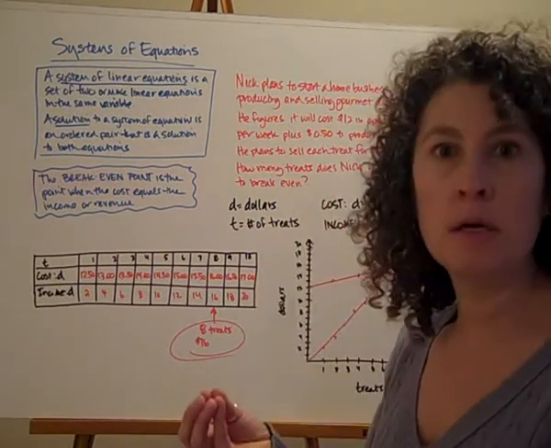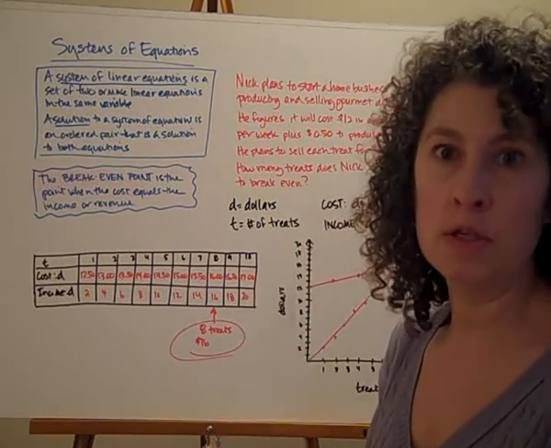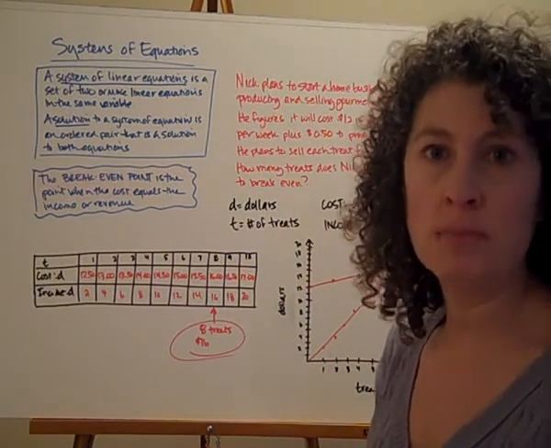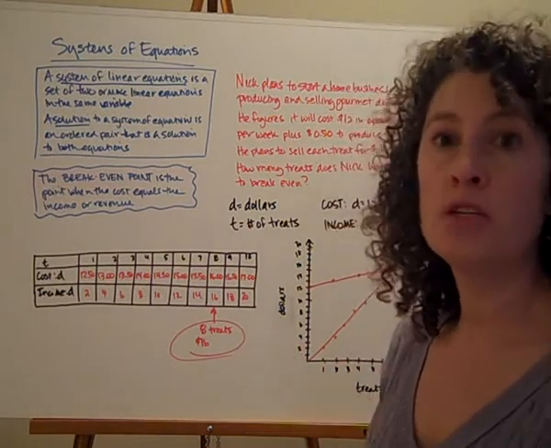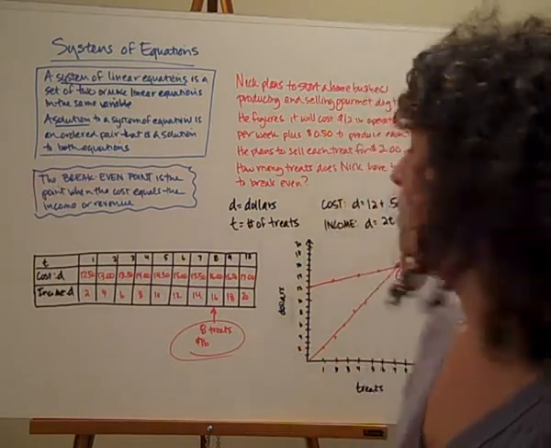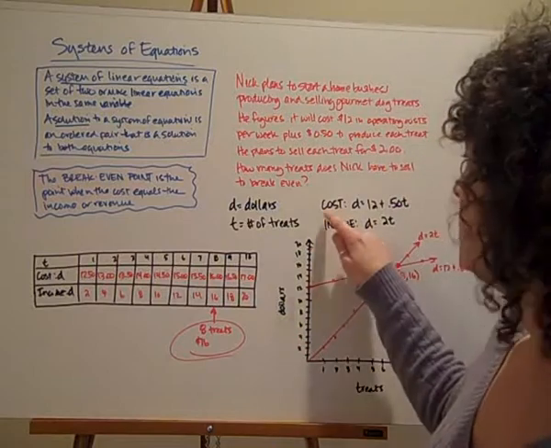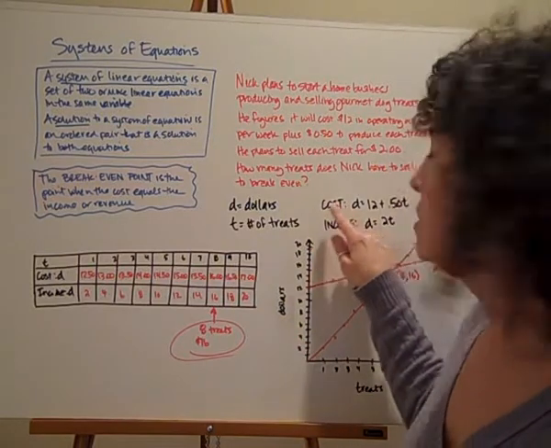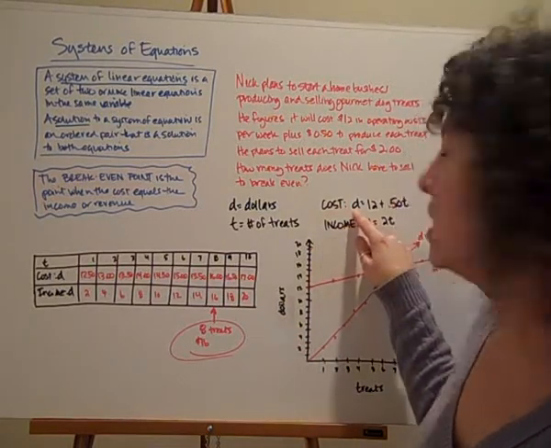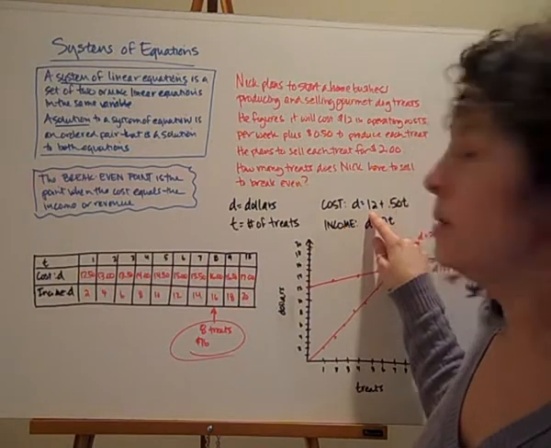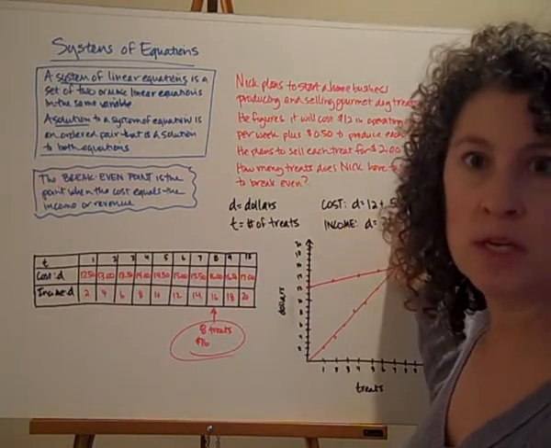How many treats he makes changes how much it's going to cost him. How many treats he sells determines how much he's going to be getting in as income. So our two equations: one of the equations has to do with the cost. So one equation is the amount of dollars he pays equals the $12 per week plus the 50 cents for each treat that he has to make.